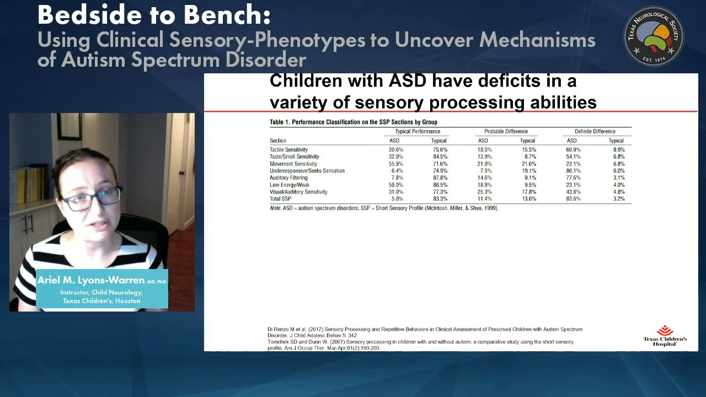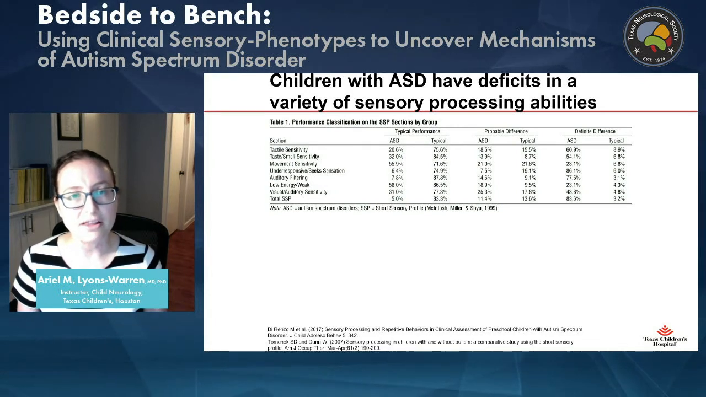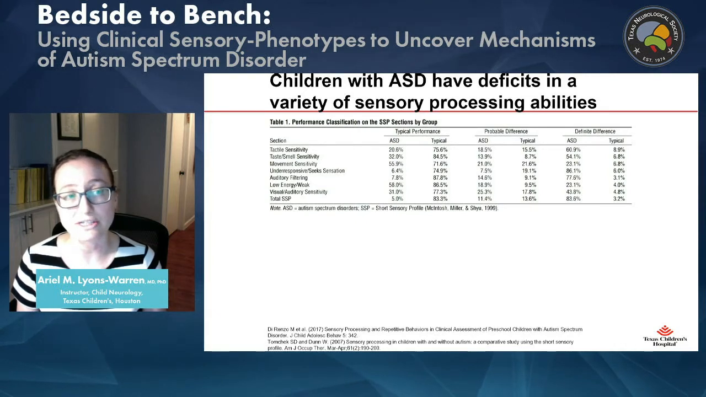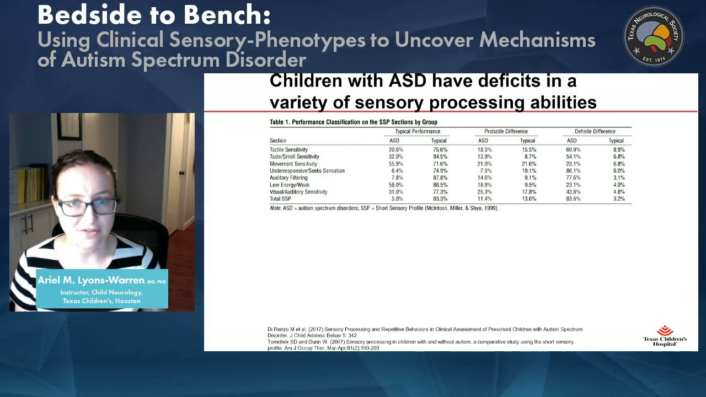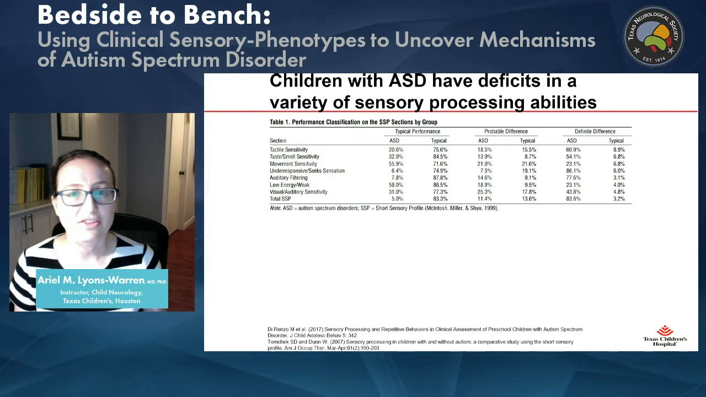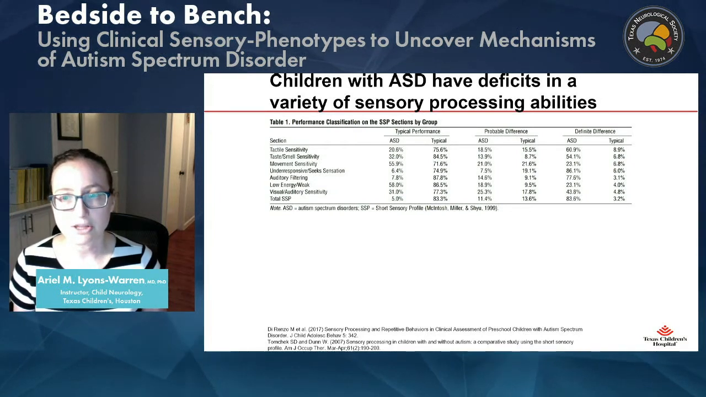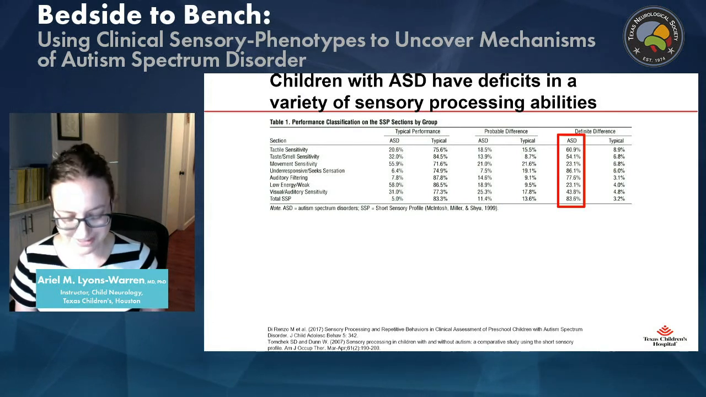This is data from the Short Sensory Profile. You can see each section on your left. And these columns show what percent of children in the study with either ASD or typical development had typical performance, probable difference, or definite difference. What you can immediately see is that if you look all the way on the right in the definite difference column, most of the children with autism fall into that category, and very few of the typically developing children do.